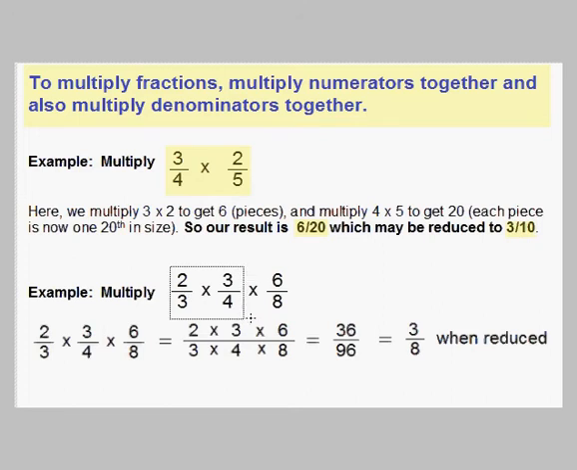In a second example, we have 2/3 times 3/4 times 6/8. We can extend the fraction multiplication method to 3 fractions or more if we want. We take all of the numerators and multiply them together. We take all of the denominators and multiply them together. We have 2 times 3 times 6 in the numerator and 3 times 4 times 8 in the denominator. We end up with 36 over 96. And we can reduce this all the way down to 3/8 by dividing both 36 and 96 by 12.